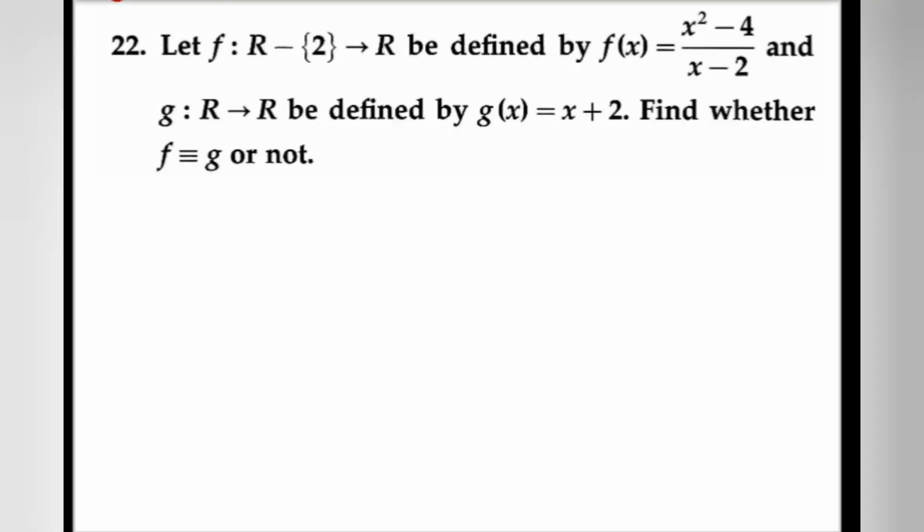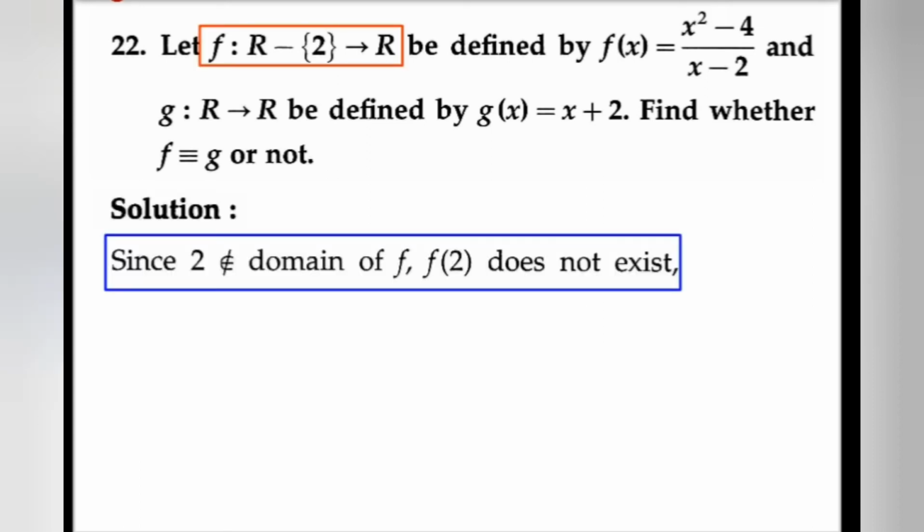Question number 22. Let f from R minus {2} to R be defined by f of x is equal to (x² - 4)/(x - 2), and g from R to R be defined by g of x is equal to x + 2. Find whether f is equal to g or not.